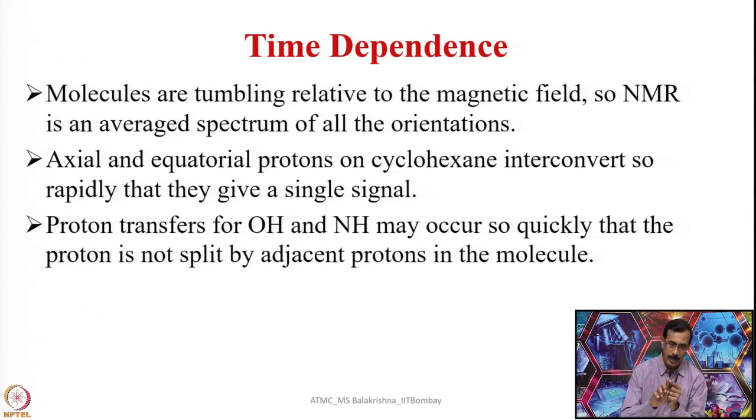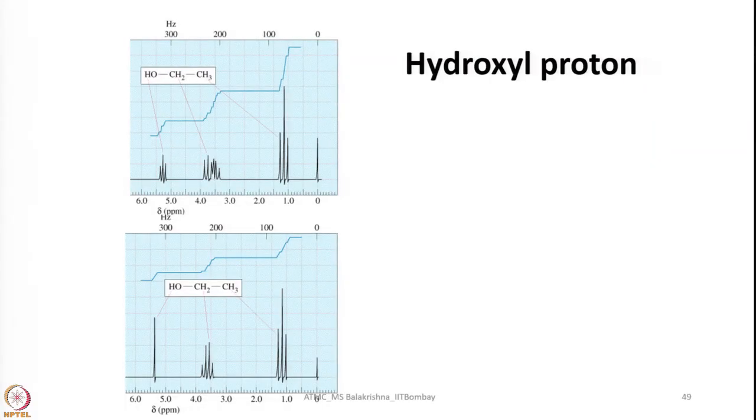Because the flipping is so fast, much faster than the NMR time scale of 10 to the power of minus 8 seconds, you cannot see the influence of those protons, unless you make it static or stop the dynamic process.